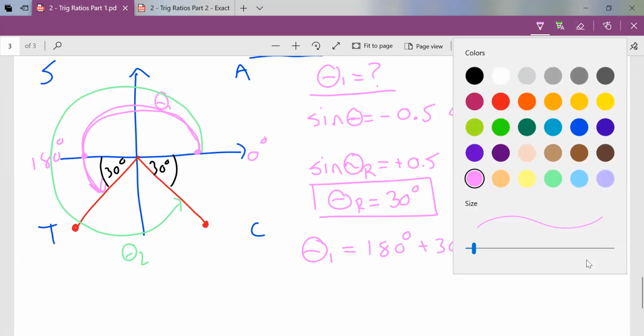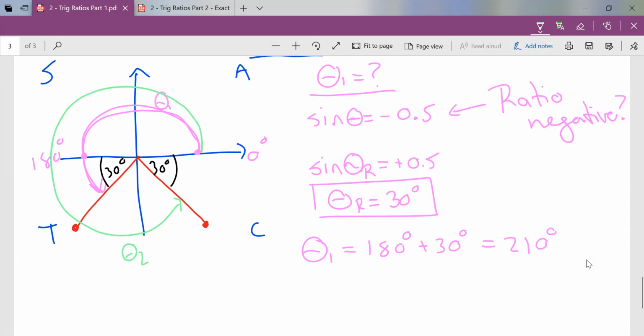How do we get lovely theta 2? Well, again, I started at 0. We went all the way around to here. But if I went all the way further, that would be 360. So all I'm going to do is just back it up. I'm going to say theta 2 is 360 minus 30, which is 330. And there are your two answers.